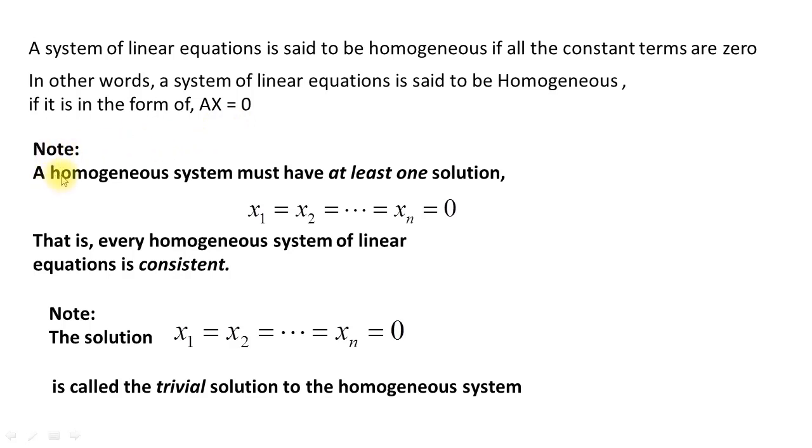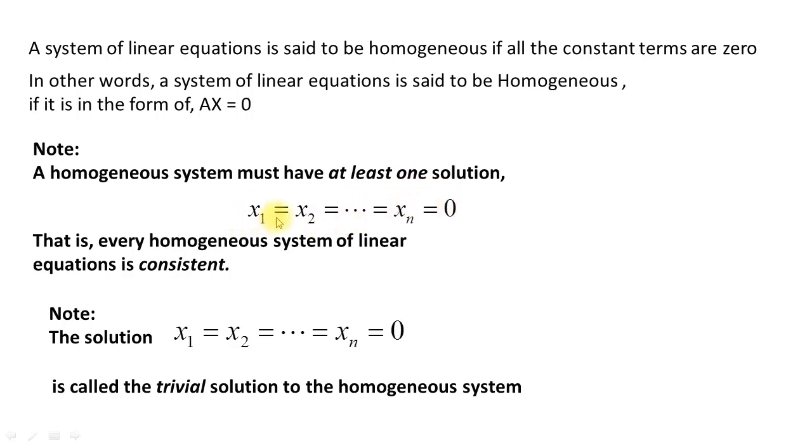Note that a homogeneous system must have at least one solution. Dear students, we have already discussed that a non-homogeneous system of linear equations has three possible outcomes for solutions. Maybe the system has a unique solution, maybe it has infinitely many solutions, or maybe it has no solution. But for a homogeneous system, since the constant term is 0, it must have at least one solution, called the zero solution.